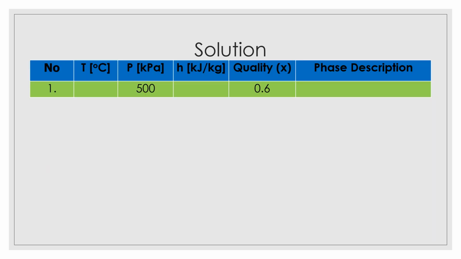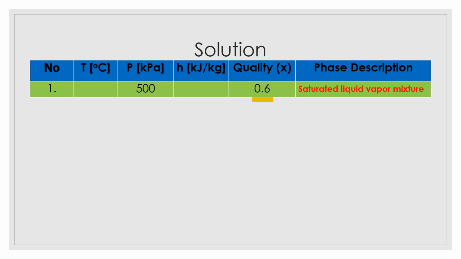Let's try to solve this question. We are given P 500 kilopascal and X, the quality, equal to 0.6. Firstly, refer to the quality information, which is 0.6, knowing that the mixture region or saturated liquid vapor is in the range of 0 until 1. So automatically we know the answer for the first description is saturated liquid vapor mixture.